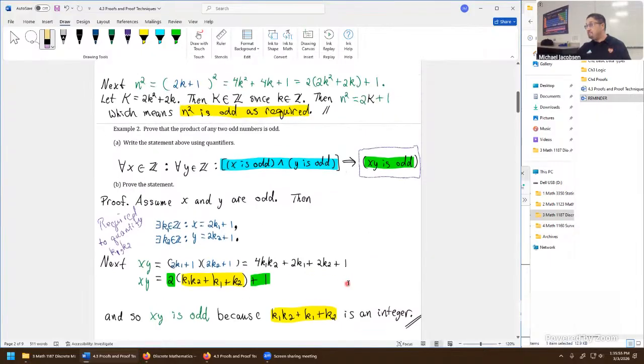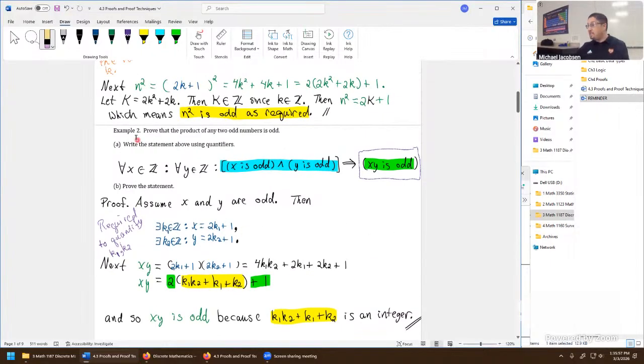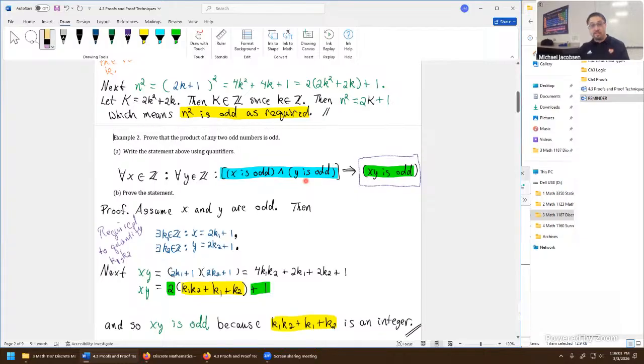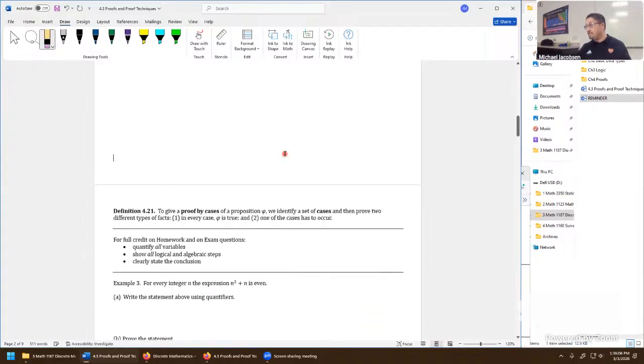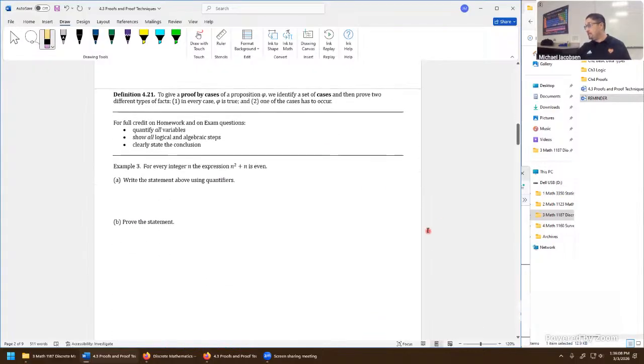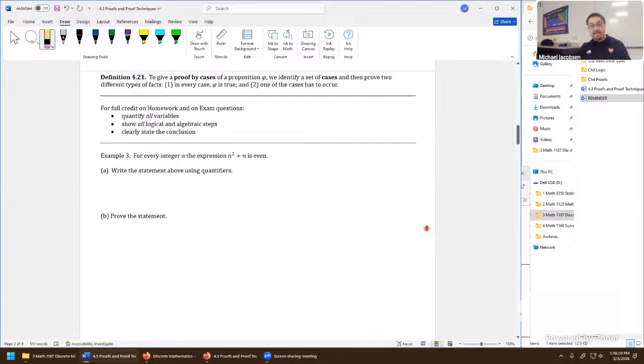Well, that's 2 proofs down. Let's see what's coming up next. These were both direct proofs, and the next type of proof we can give is called proof by cases. Before we look into that definition, it's interesting to know when a proof by cases really comes up.